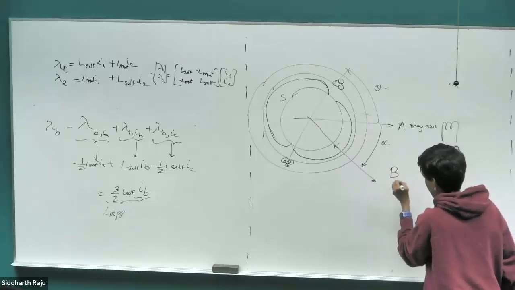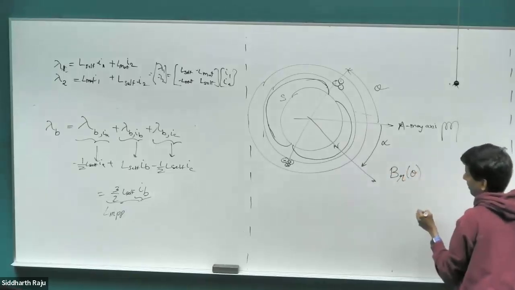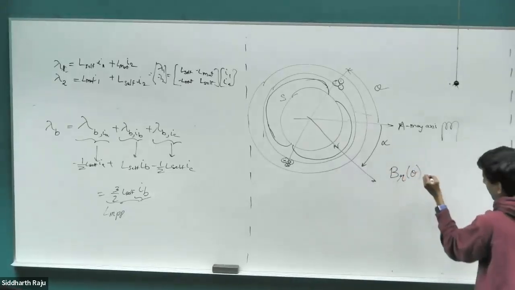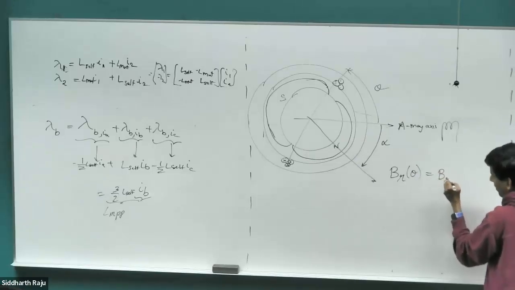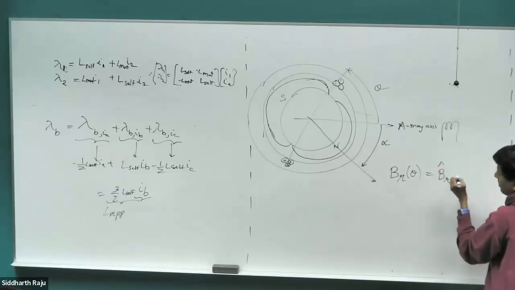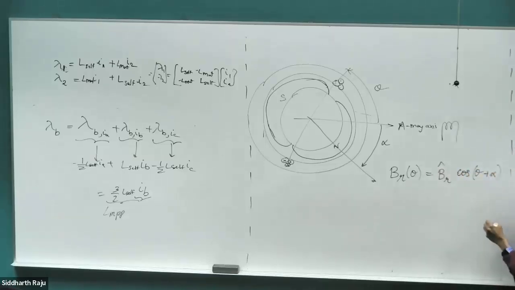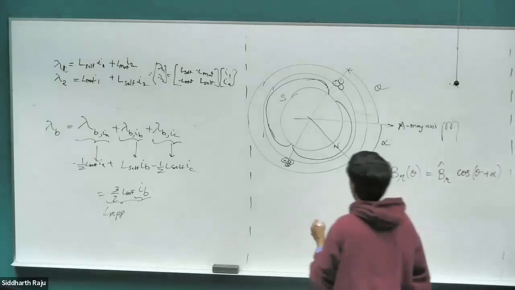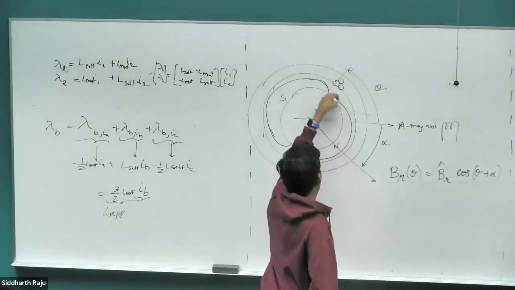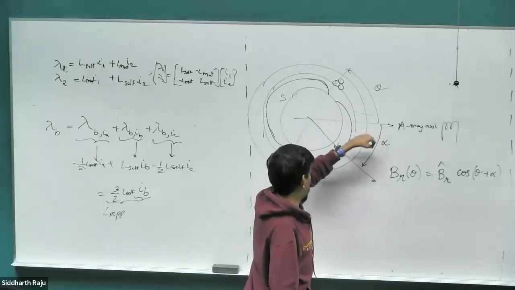So let me give the expression for what the magnetic field in the air gap due to the rotor magnet is going to look like. It is going to be some peak value times cos of theta plus alpha. Right? So for different positions in the air gap theta, the value of this is going to change.